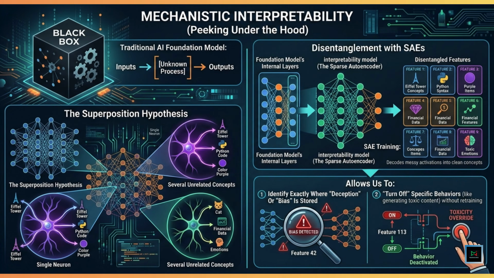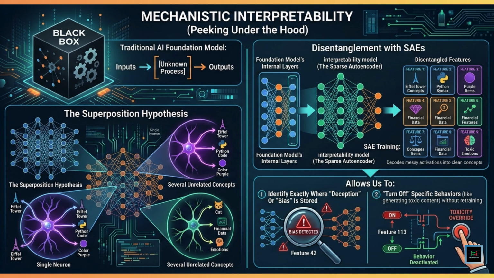One of the greatest challenges in AI research has been the black box problem. We knew foundation models worked, but not how. A major development in the last year is the use of sparse autoencoders to decompose the model's internal activations. Researchers discovered that models store information in superposition.